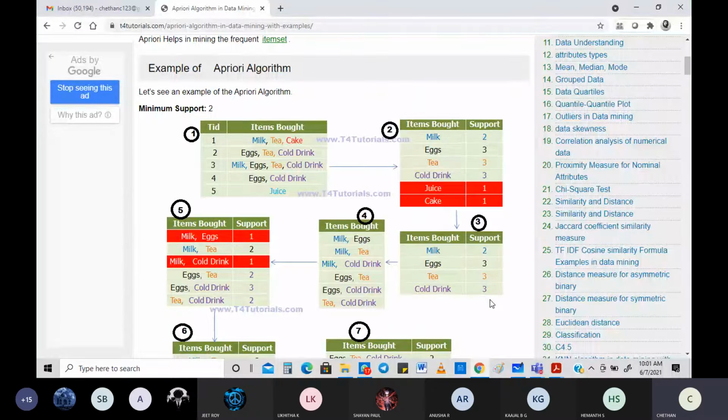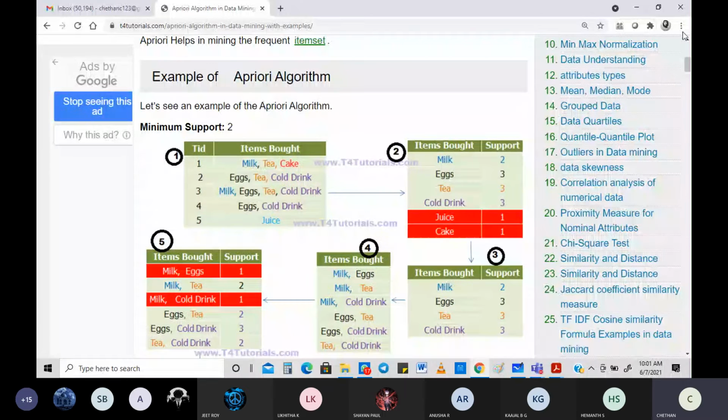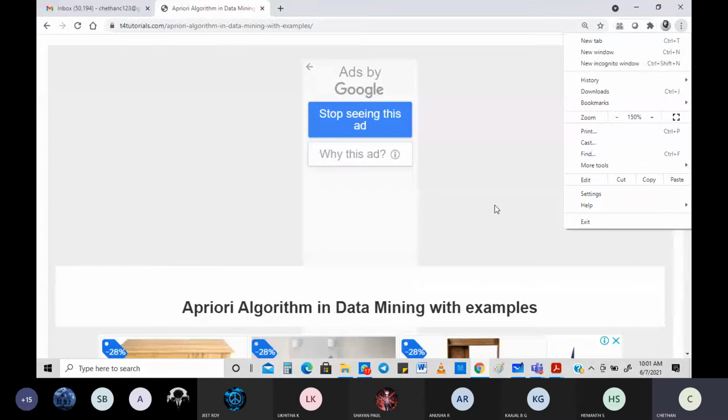I hope it's visible. I'll zoom it a little bit more. Yeah, even a little bit more. Yeah, now I think it's pretty much visible. So let's look into this example. Again, it's an example right from this website, so you can probably find it written there.